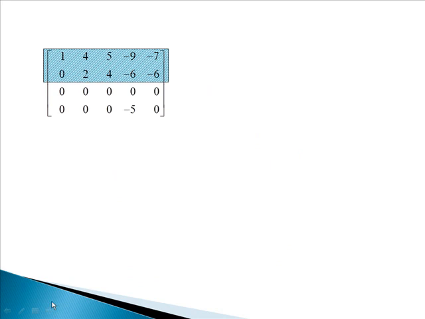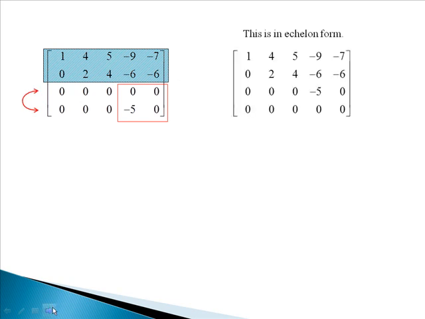So now I'm done with the first 2 rows, and I have this sub-matrix here because I've got zeros here, and notice then I've got an entire row of zeros, and to be in echelon form then those zeros need to be below my non-zero row here. So I'm going to interchange those 2 rows, and then I am now in echelon form.